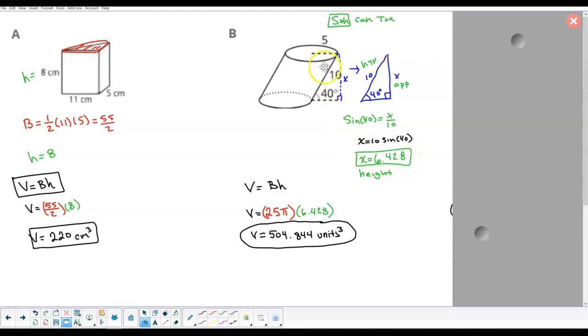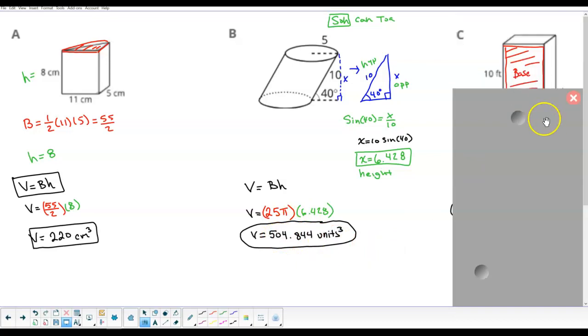The area of the base then, I actually didn't write it out how I found it. The area of the base is pi r squared. The radius is 5. 5 squared is 25 times pi. And then when I multiply those together, I get 504.844 units cubed.